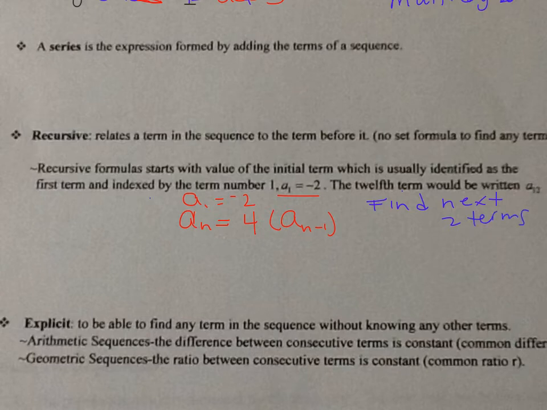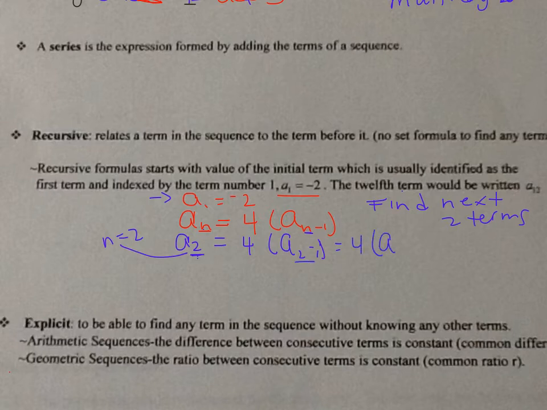All right, so I already have a sub 1. My next term would be a sub 2. So notice what changed from here to here is my n changed to 2. So what I'm saying here, that n is equal to 2. So I have 4 times a sub, what's my n? My n is 2, minus 1. Equals 4 times a sub, well, what's 2 minus 1 here? 2 minus 1 is 1. Equals 4 times, well, what's a sub 1? A sub 1, remember, is equal to negative 2. So I plug in negative 2 here, so I get negative 8.